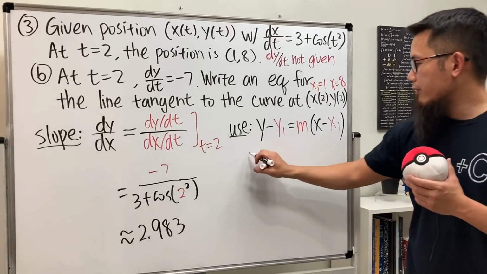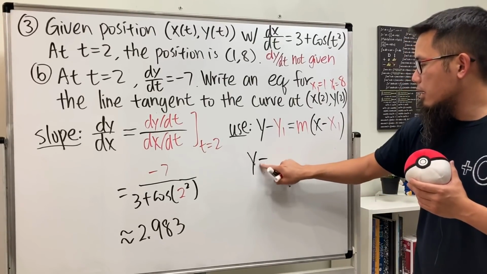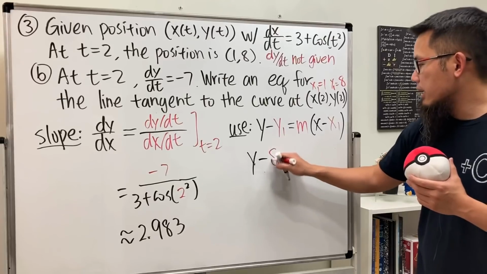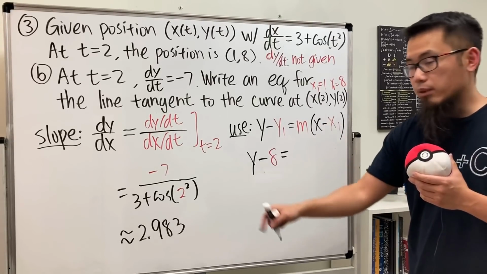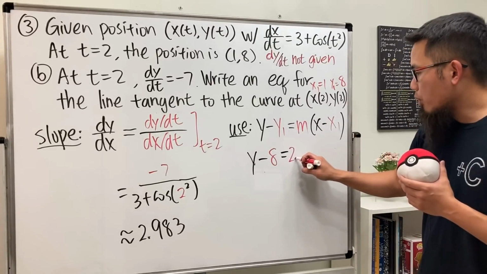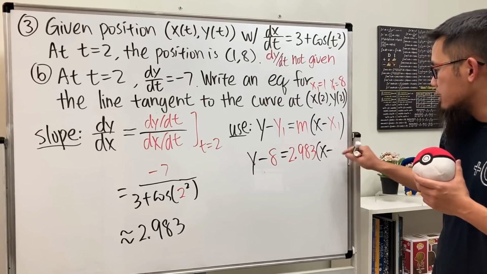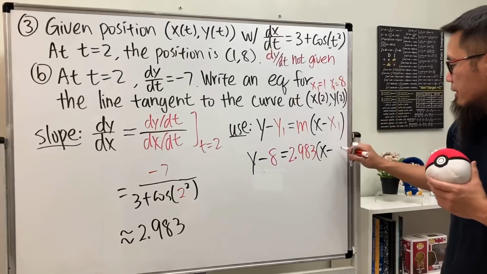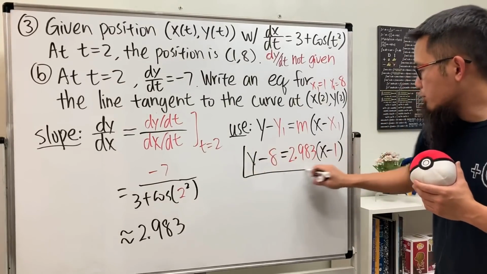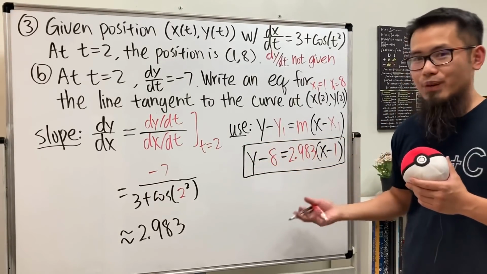So here we have y minus y1, which is 8. And then the slope is that. We can just put down 2.983 and then multiply by x minus x1, which is 1. So this right here, we'll do it.